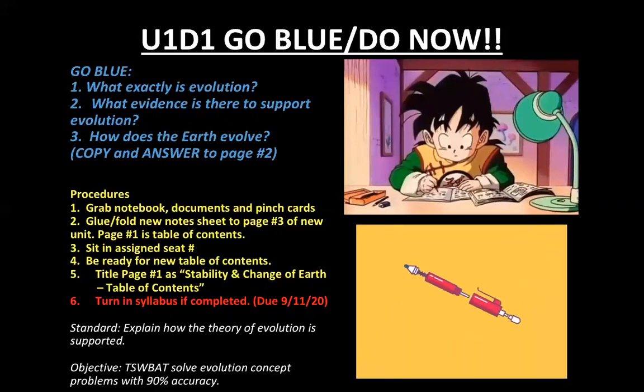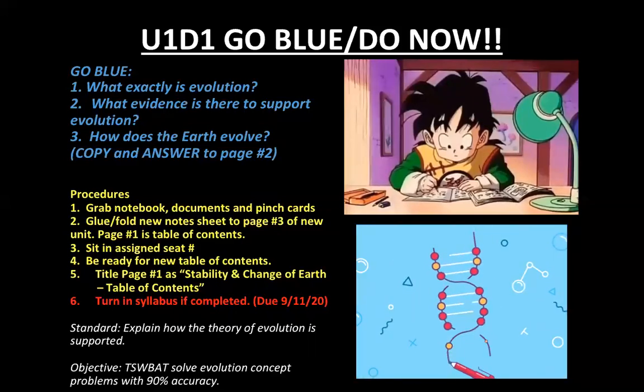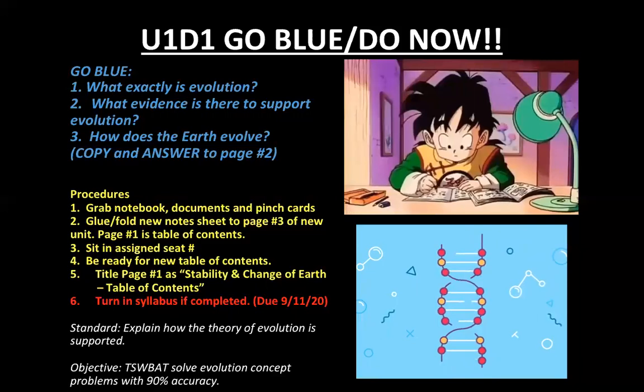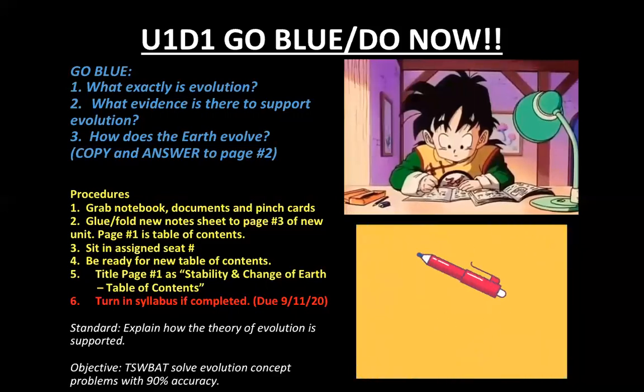Number two, what evidence is there to support evolution? Lots of evidence. We're going to go over this the next 2 days, okay? First off, fossil evidence is one. We've seen how organisms of similar traits have similar bone structures. So one would be fossils, okay?